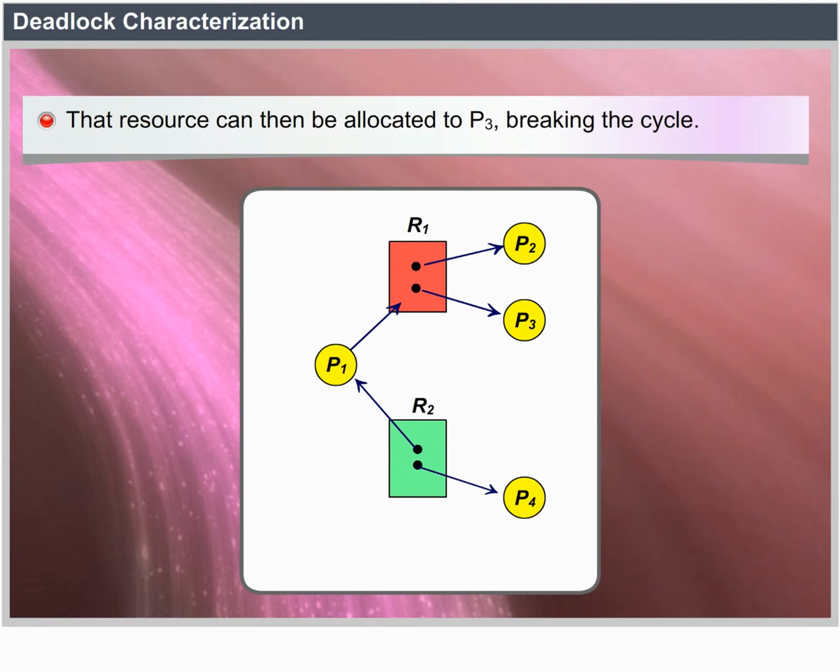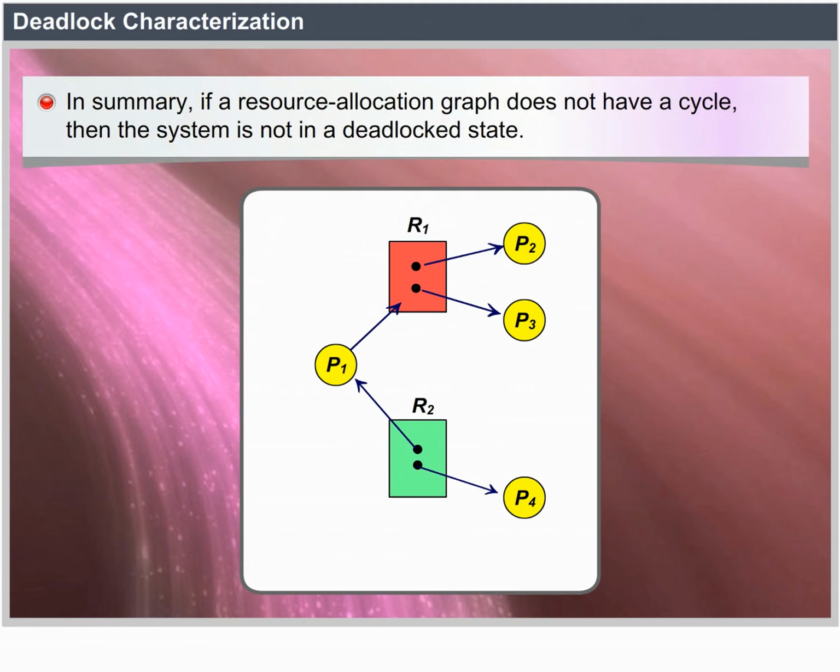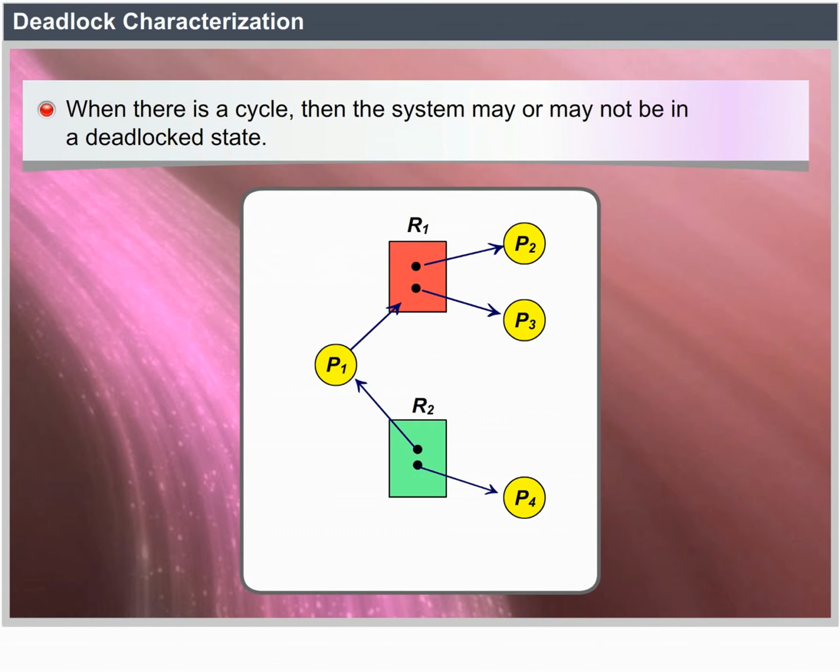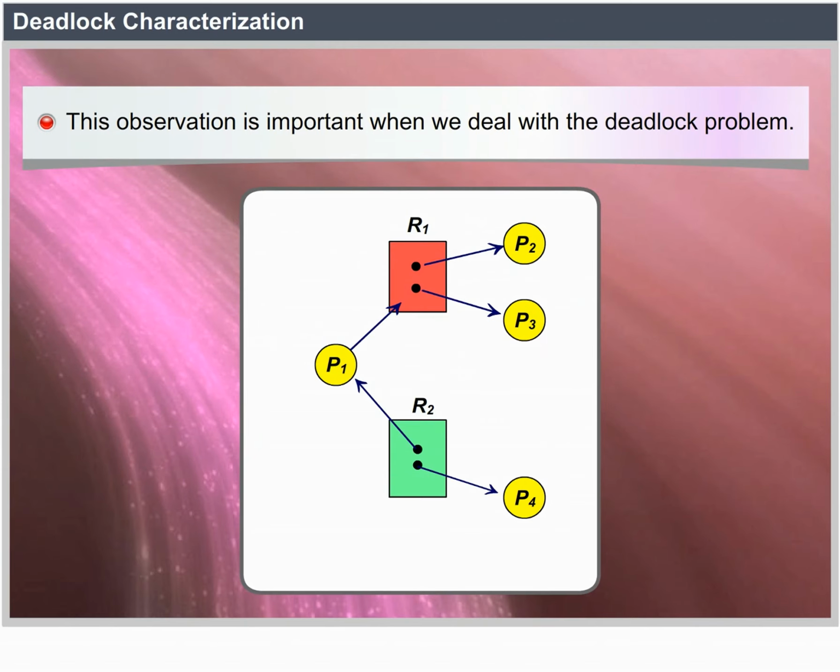In summary, if a resource allocation graph does not have a cycle, then the system is not in a deadlocked state. If there is a cycle, then the system may or may not be in a deadlocked state. This observation is important when we deal with the deadlock problem.